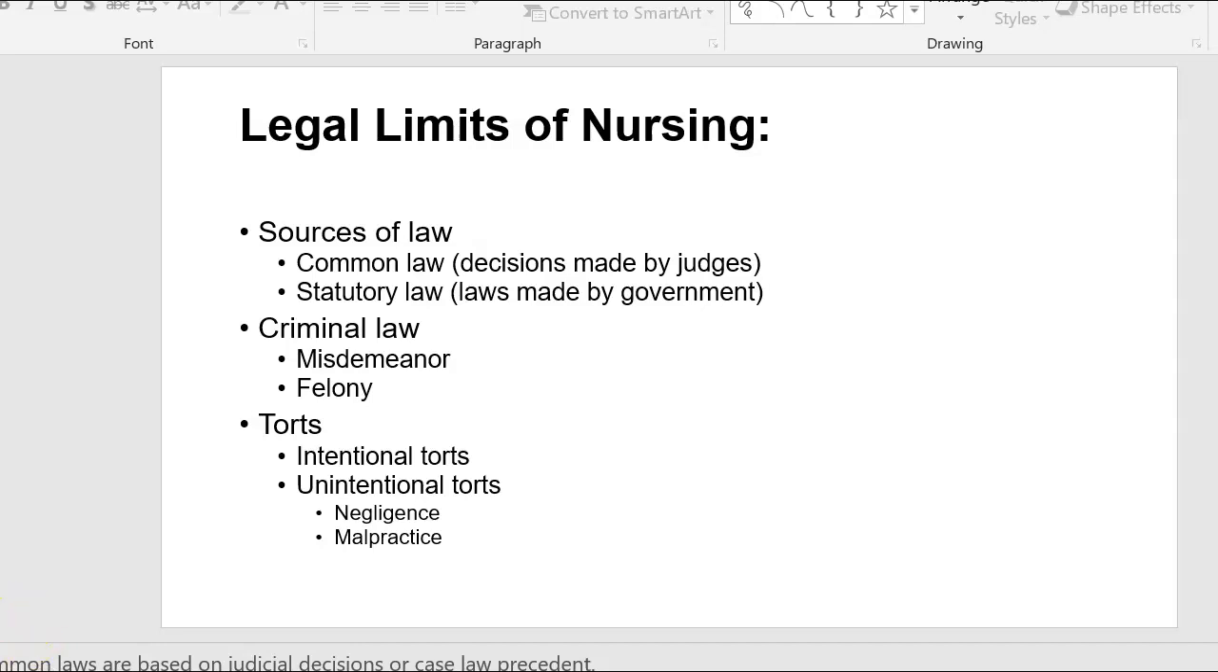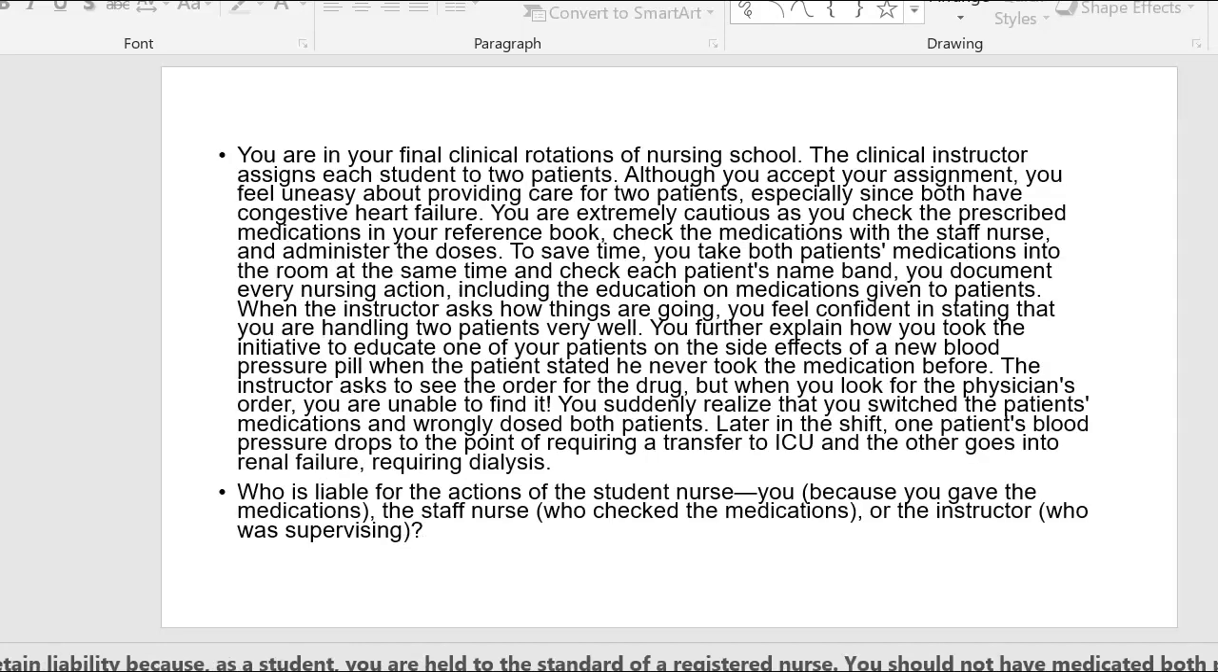I do want to mention here that patients have the right to self-determination, and that is part of our common and statutory laws that are made by the government. So here's an example. I'll go ahead and read the slide.